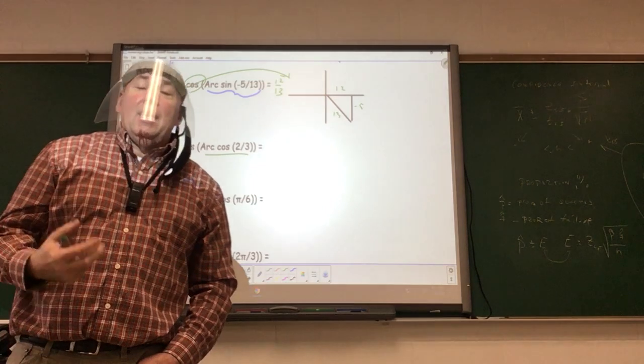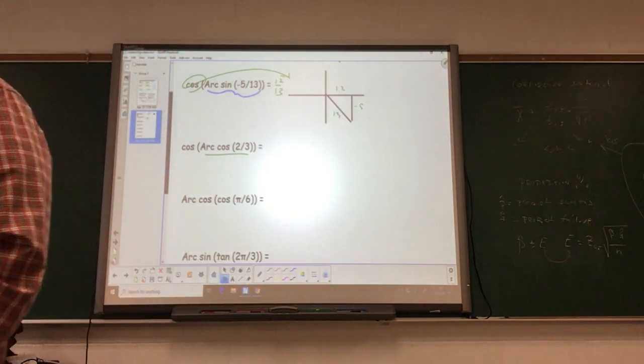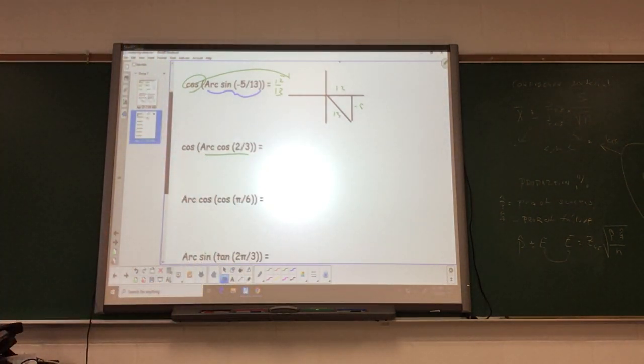Whenever you do an inverse trig function of a positive, and if you want to remember this, this is fine. If you don't, you can still click it through. When you do the inverse trig function of any positive number, you're going to be in quadrant number 1. Any positive value, you do the inverse trig function, you'll be in quadrant 1.